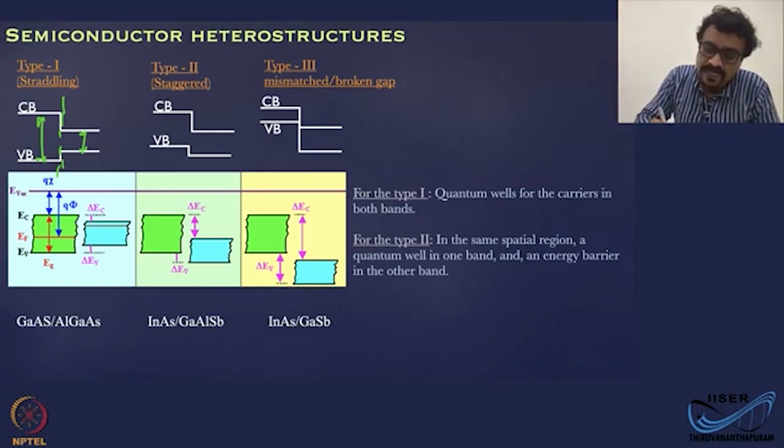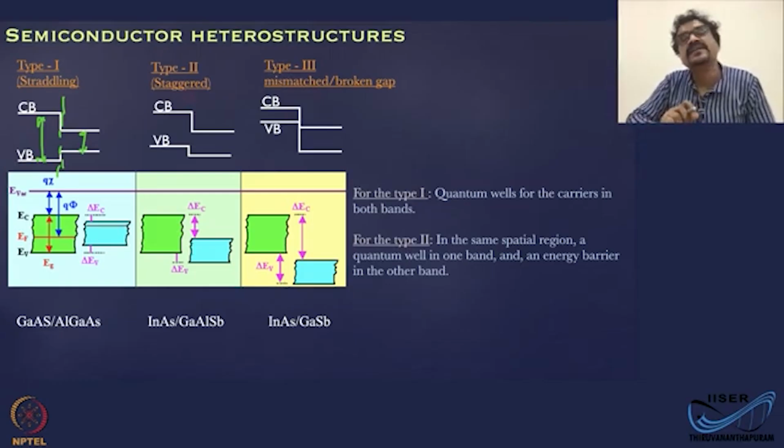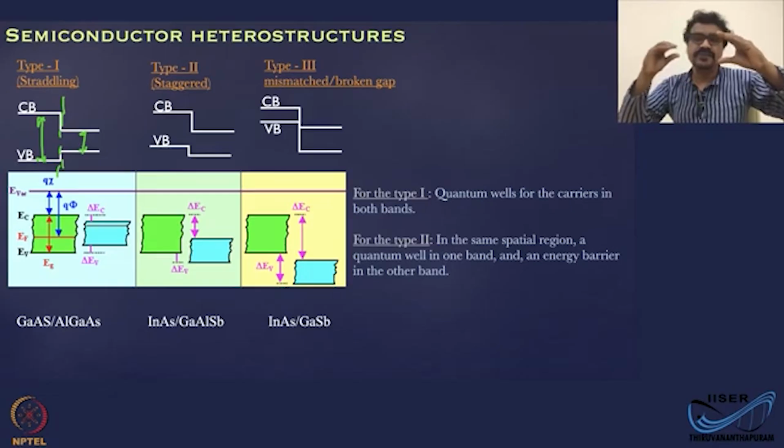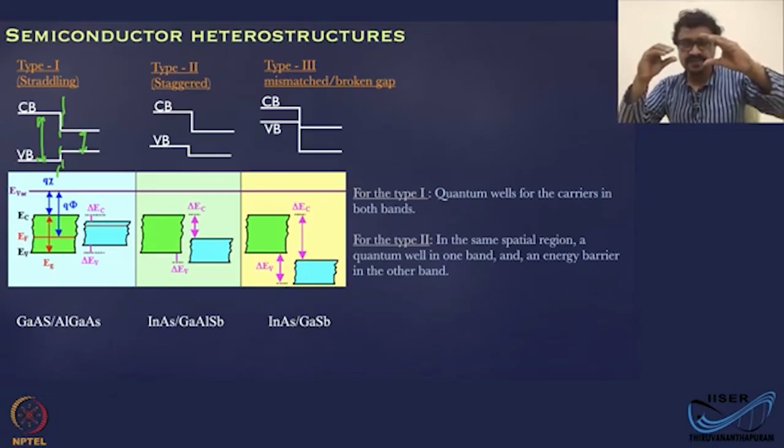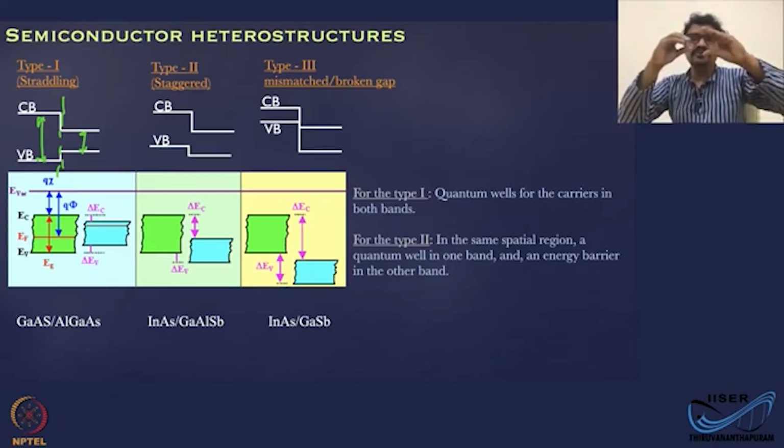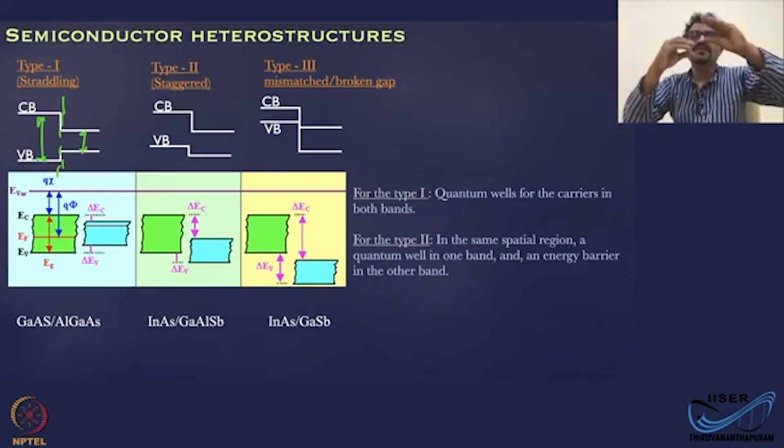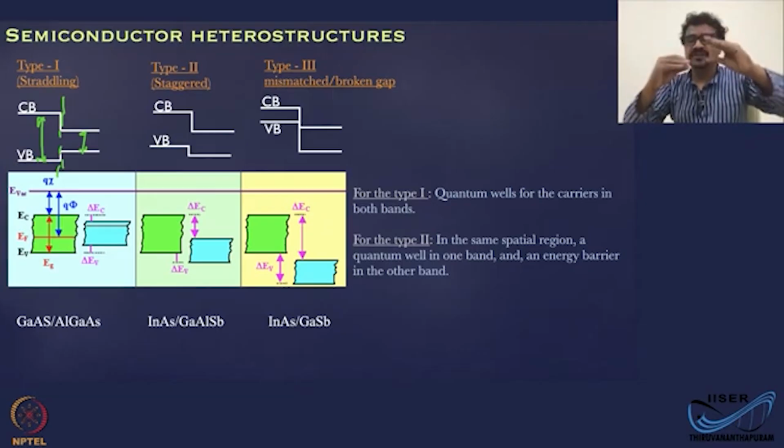The second type is called type 2 or staggered heterostructure. Staggered means again you have two different band gaps, but when you do the alignment as prescribed by Anderson's rule, you will do it in such a way that this is going to be this way. Type 1 was like this, this will be like this. Now this is called staggered heterostructure.